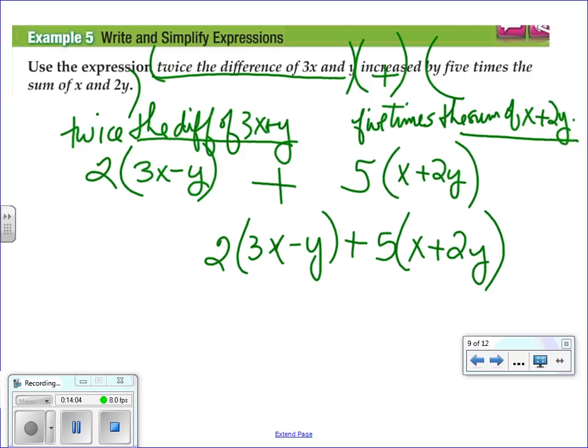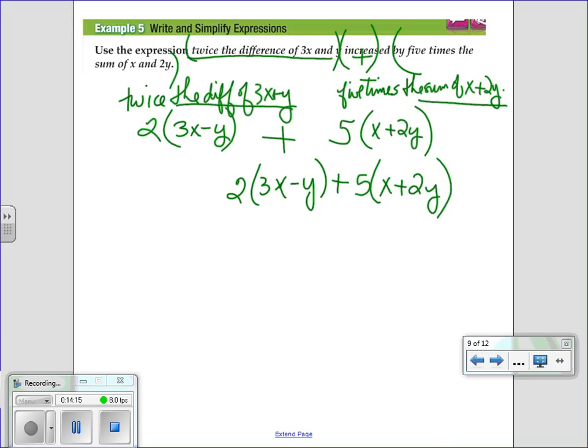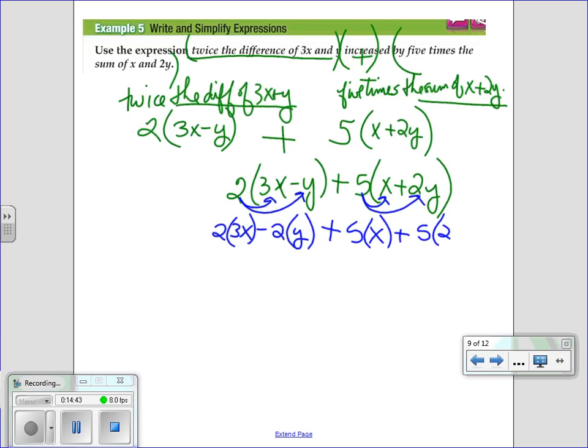All right? Now they also want us to simplify that and put our like terms together. We're going to have to extend our page for this one. This is going to be a little bit of a long problem, but let's go ahead and do it now. So now our next step is to distribute 2 times 3x, 2 times y. All right? So 2 times 3x minus 2 times y plus 5 times x and 5 times 2y. 5 times x plus 5 times 2y.